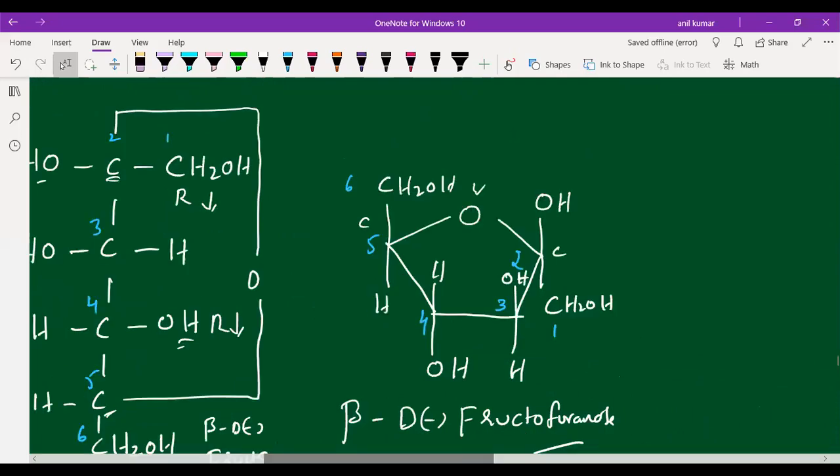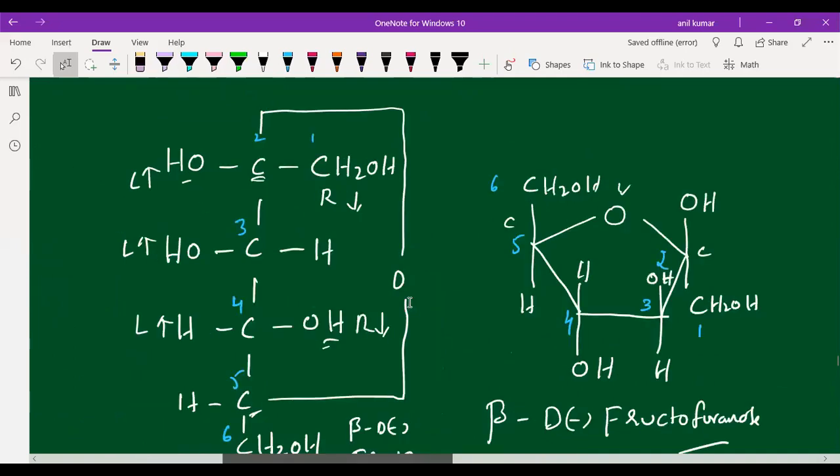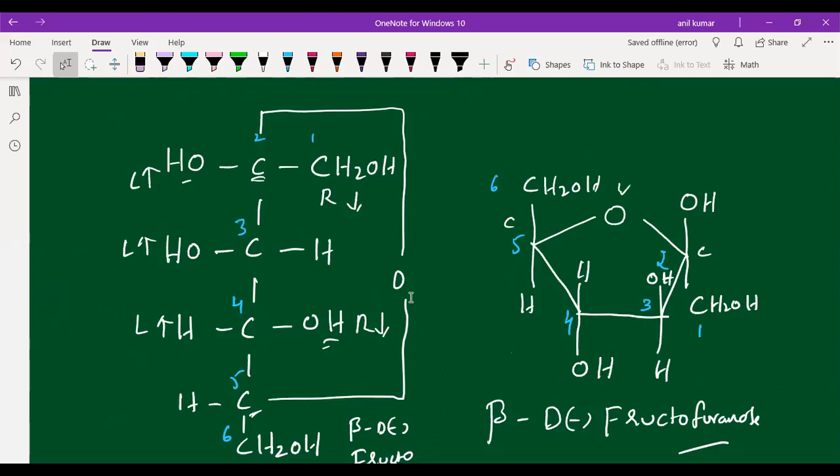Okay, I hope everybody is seeing this structure. Students, are you able to see the beta D fructopyranose structure? Where is the OH group and where is the CH2OH group? The CH2OH group is at the right side, the OH group is at the left side. Are you able to see the screen, students? Please message in the chat box. Are you able to see the beta D fructopyranose structure on your screen?